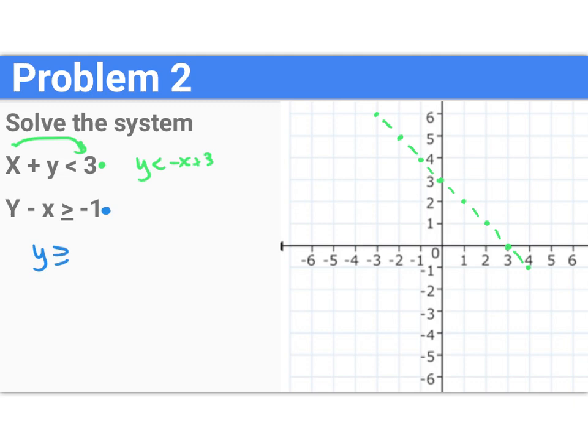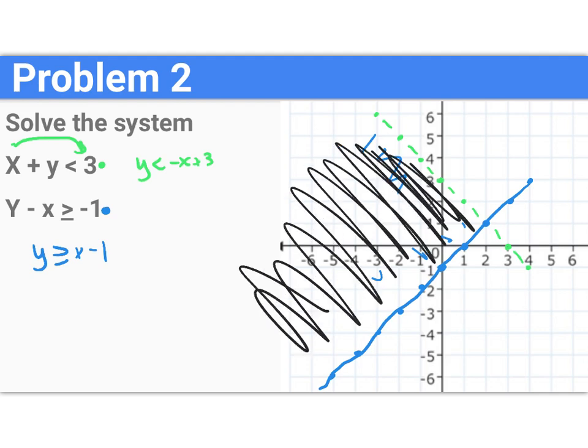Y is greater than or equal to x minus 1. So that means when x is 0, y is negative 1. And the slope is 1, so it's going up. And every point on the line works for both equations. And so if we're above this one and below this one, our solution set is every point in here.